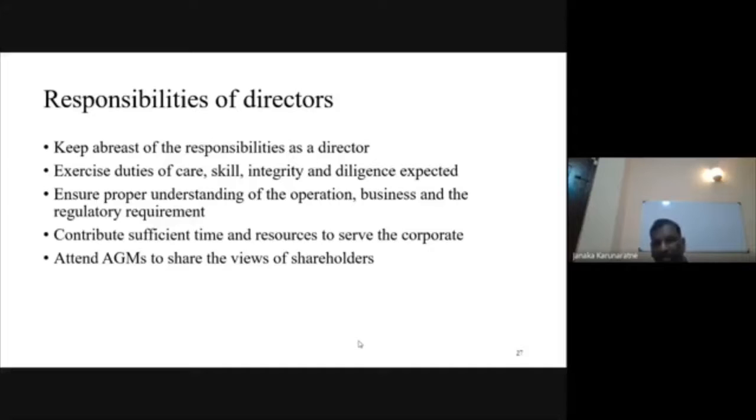Also need to attend AGMs to share the views of shareholders. The shareholders may also have views with respect to the operations of the corporate or the bank. So attend AGMs. It's very important, so that the shareholders' views can also be shared.